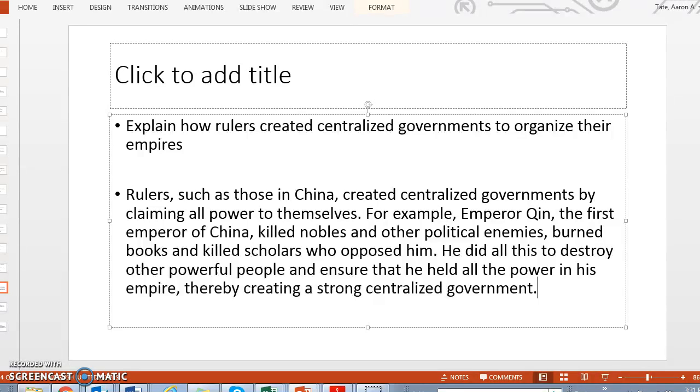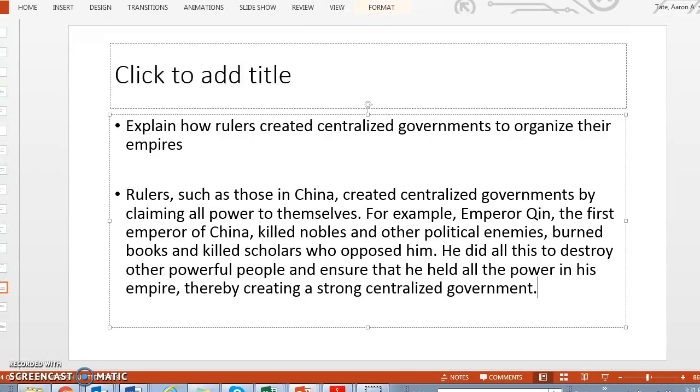All right, so there you go. I've got three full sentences, and it's about 50 words, and you get an idea there about how long it took me to do it. And I've got the A, address the question: explain how rulers created centralized government to organize their empires. I like to do one sentence per thing.